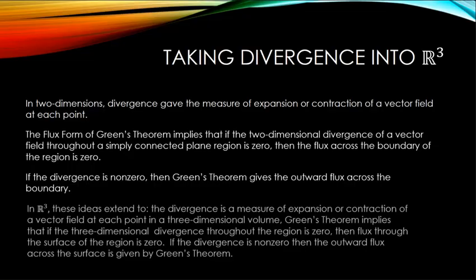So when I'm in R3 space, these ideas extend so that the divergence is a measure of the expansion or contraction of a vector field at each point in the three-dimensional volume that I'm working with. Green's theorem also implies that if this three-dimensional divergence throughout my region is zero, then the flux through the surface of the region will also be zero. If the divergence is non-zero, then my outward flux across the surface is what is given by using Green's theorem.